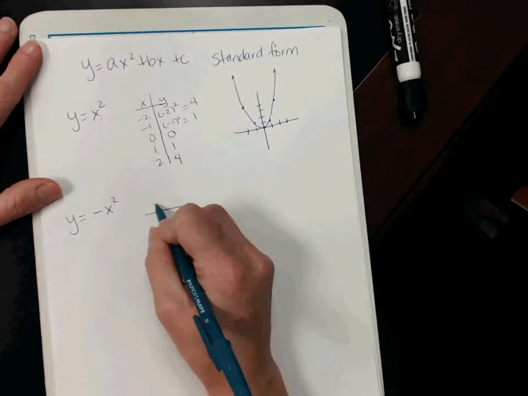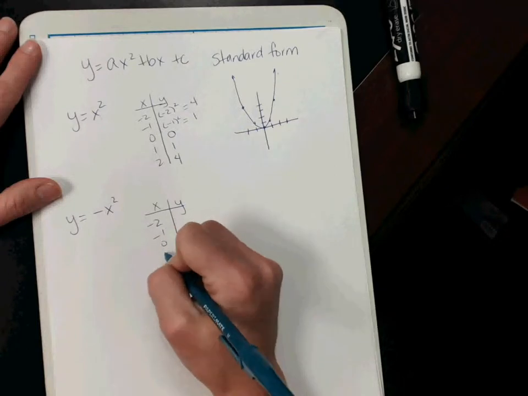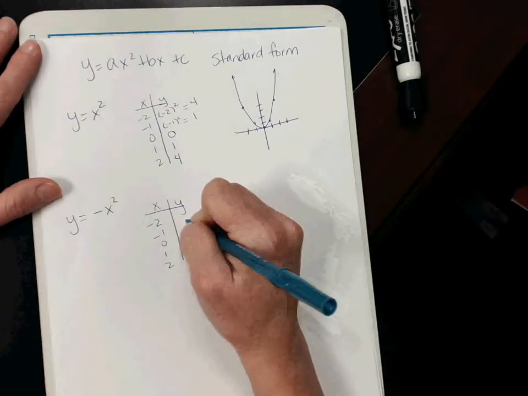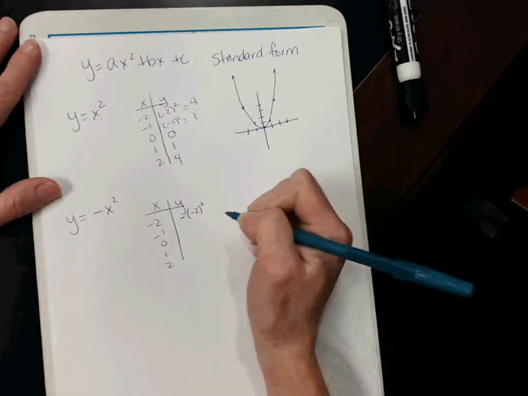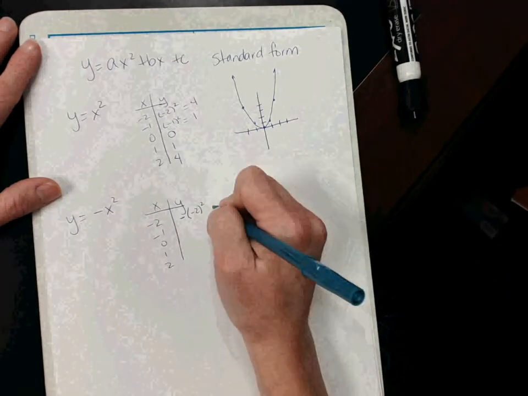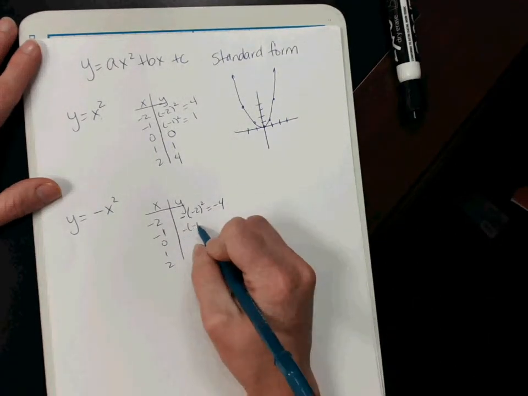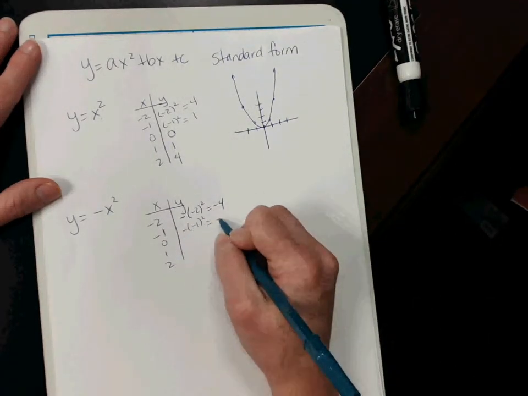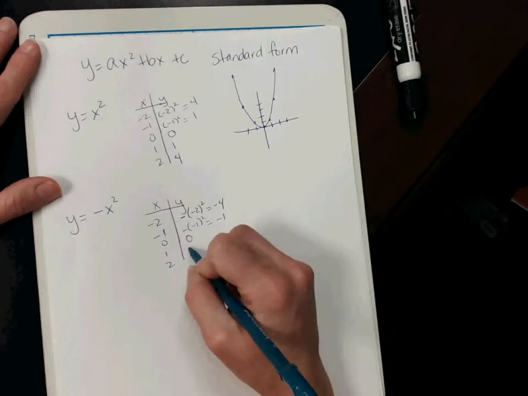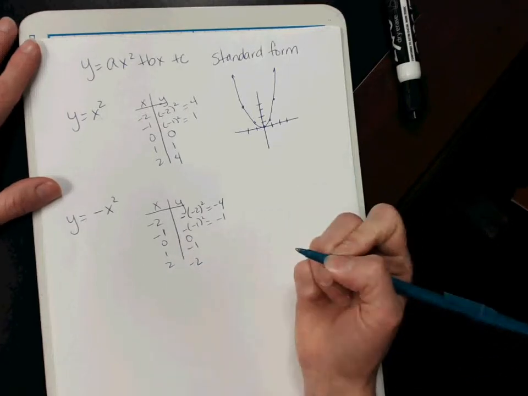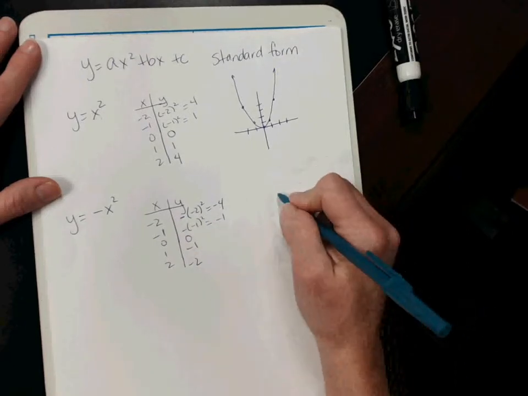What we would have is for -2, the same points. Now I've got a negative in front of my -2 squared. Okay, so -2 squared is 4, so my answer is going to be -4. Now plug in -1, now I'm going to have -1, 0 is still 0, and now 1 I'd have -1, and 2 I'd have -4. So now all of my values became negative.